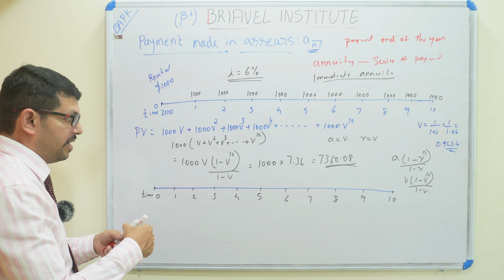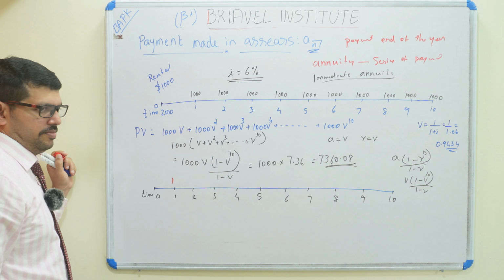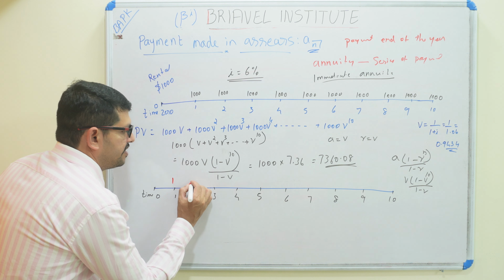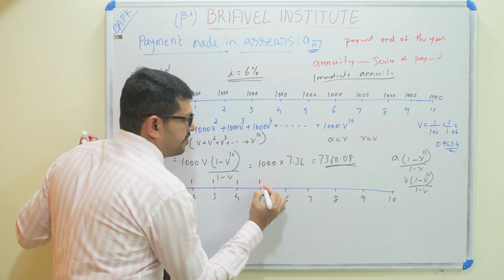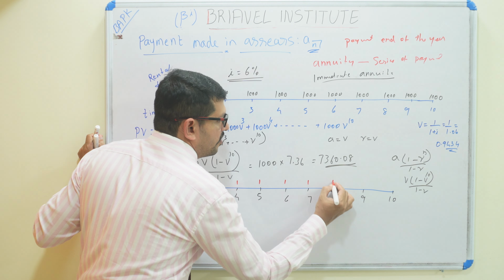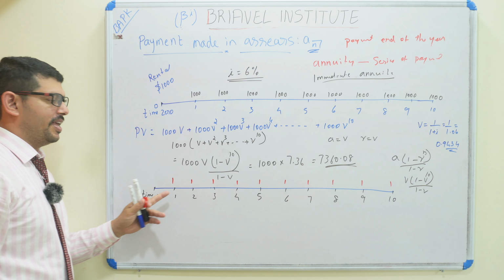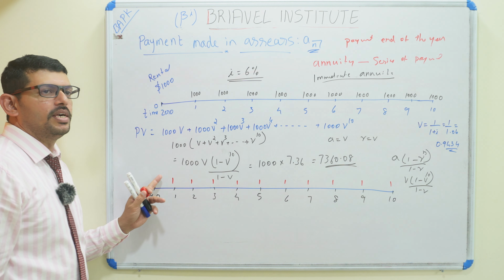So I have a payment. Instead of 1000, I have a payment of only $1. Only $1 in the first year, and the second year also $1, third year also $1, fourth year also $1, fifth year $1, all years $1. Continuously getting $1 after each year, because the unit I am taking as 1.